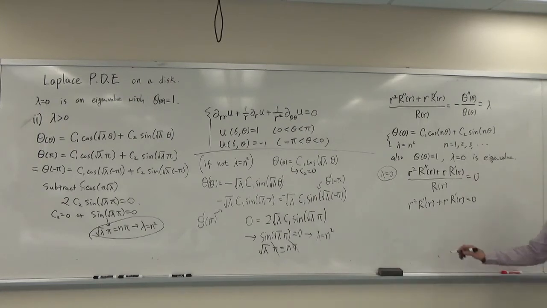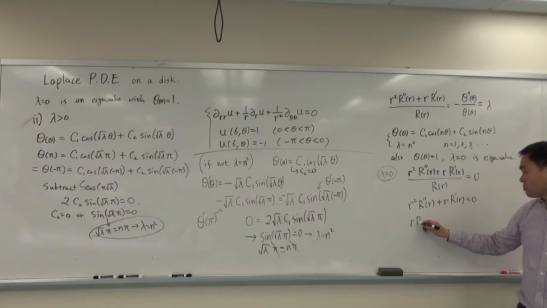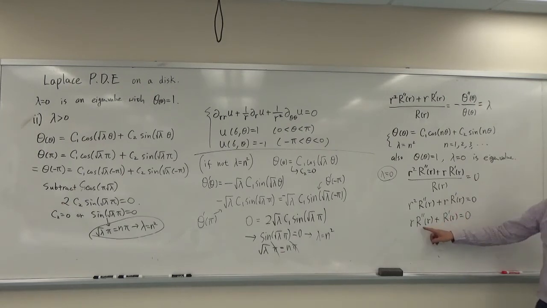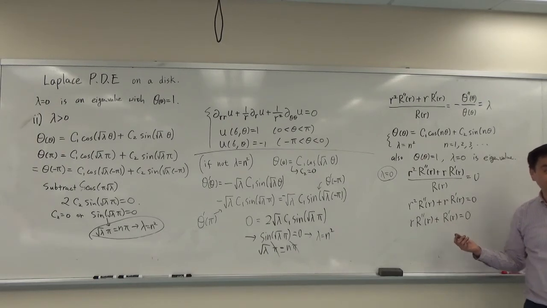Divide both sides by r, because you can further simplify. Although this is a second order differential equation, you can view this as a first order differential equation, because you just treat R prime as y, and this would be y prime. This is a first order linear differential equation. You can solve it, it's even separable. You can solve it as a first order separable equation. But here's a faster way.